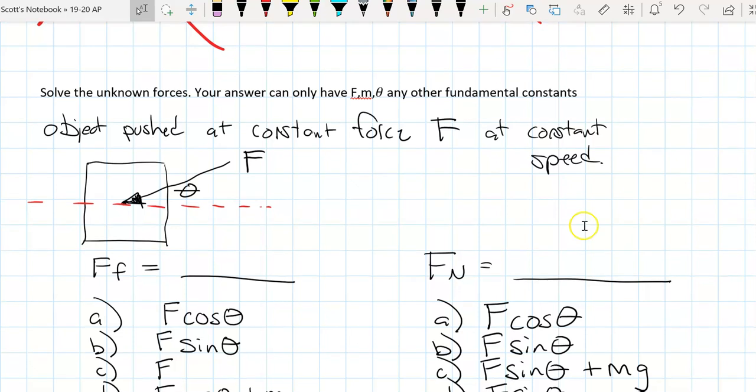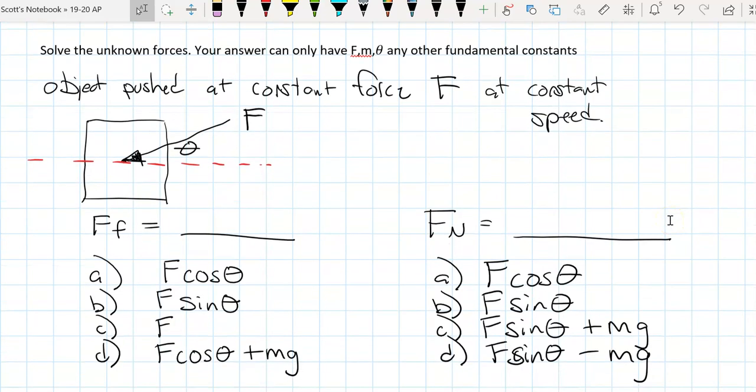All right, let's go to the next one. All right, so here, what I want you guys to do, pause the video, try and answer the questions. You'll then be prompted to put in your answer choice. Again, your answer choices, if it was free response, they would be like this, and it says you can only have F, m, cosine theta. So again, it's the same exact prompt, constant force, constant speed, but now solving for the force of friction. Right, remember, be a kitten: free body diagram, net force statement. That's how you solve all forces problems. So give it a shot, see what you get.